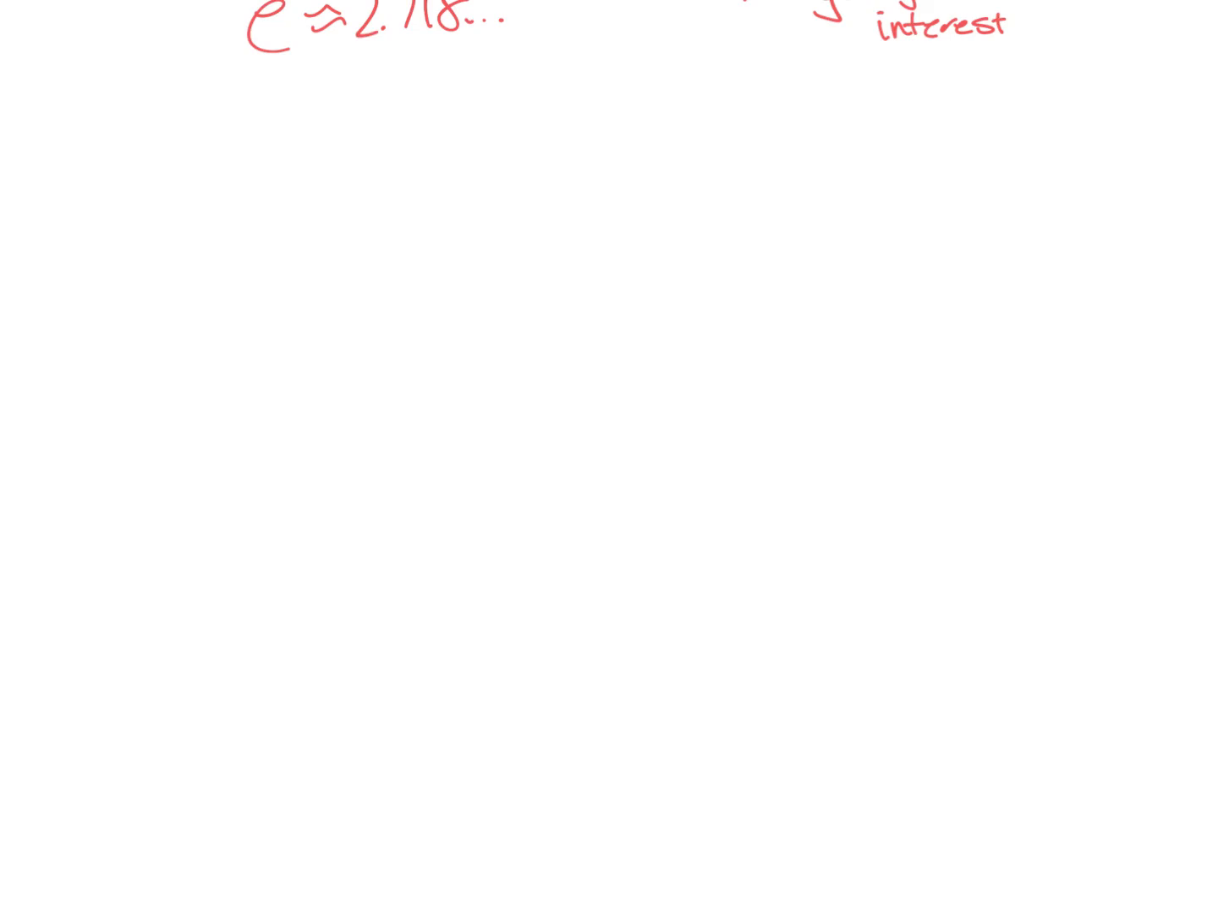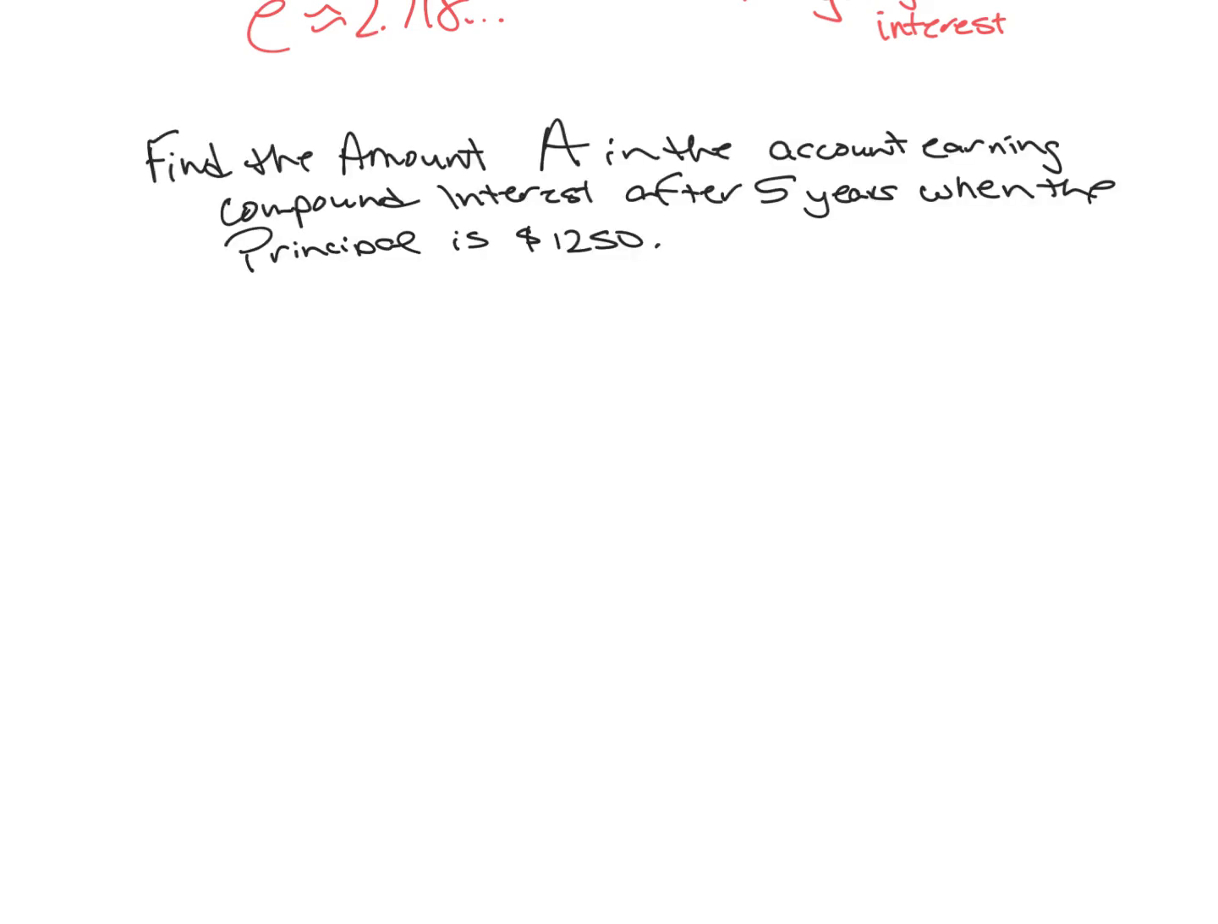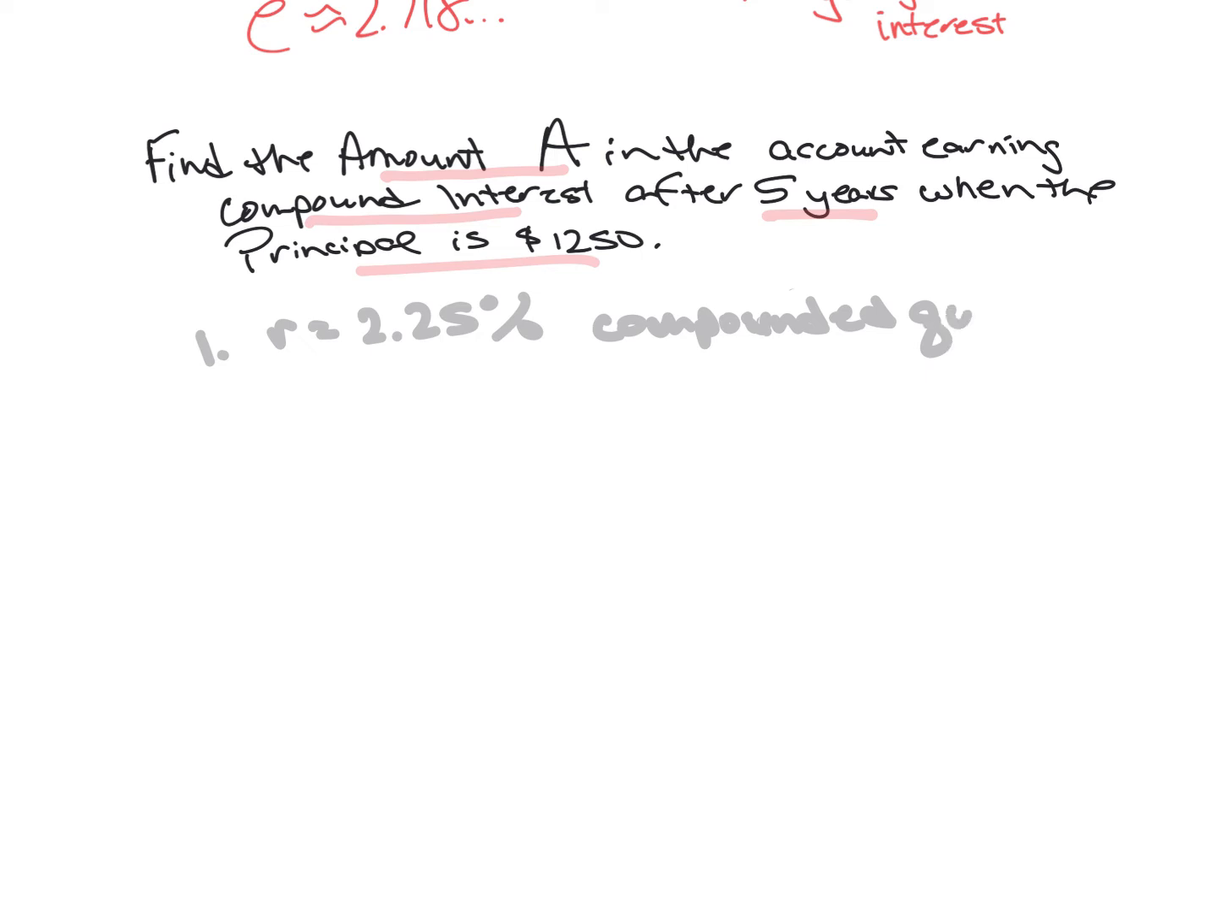Okay, so the first problem that we're going to do, they're saying, given the information, they want us to find the amount in the account after it's been compounded interest for 5 years and the principal is $12.50. So the first one is if I gave you the rate equals 2.25% and it's compounded quarterly.